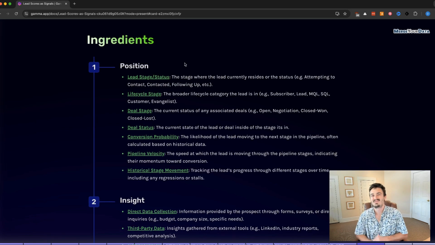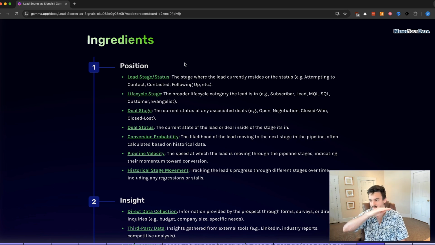So we're going to start out with position as the first category. Everything in green is the actual ingredient, the detailed data point. And then in white, I have some examples here. So the first one we have is lead stage or lead status. If you have a HubSpot setup and you're using the lead object, then you might have stages that it goes through. If you're just using the status, that's okay too. This is the object or property that represents something that can continuously cycle through the lead stages.